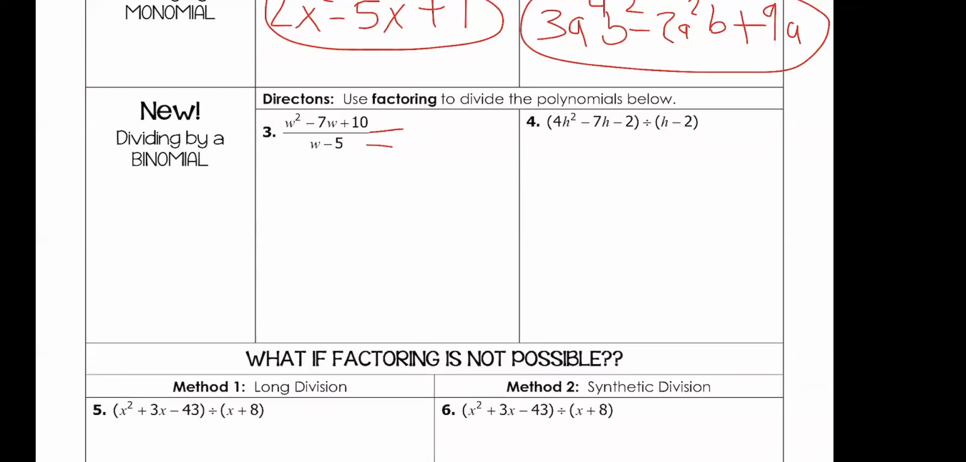Like what multiplies to 10 and adds up to -7? Well, that would be w minus 5, w minus 2. So if you notice, one of our factors is the same, so sometimes you can just cancel these out. But this obviously only works if you can factor your numerator. And a lot of times you won't always have a quadratic on top that's easy to factor. Number 4, I'm just going to do this one quickly.